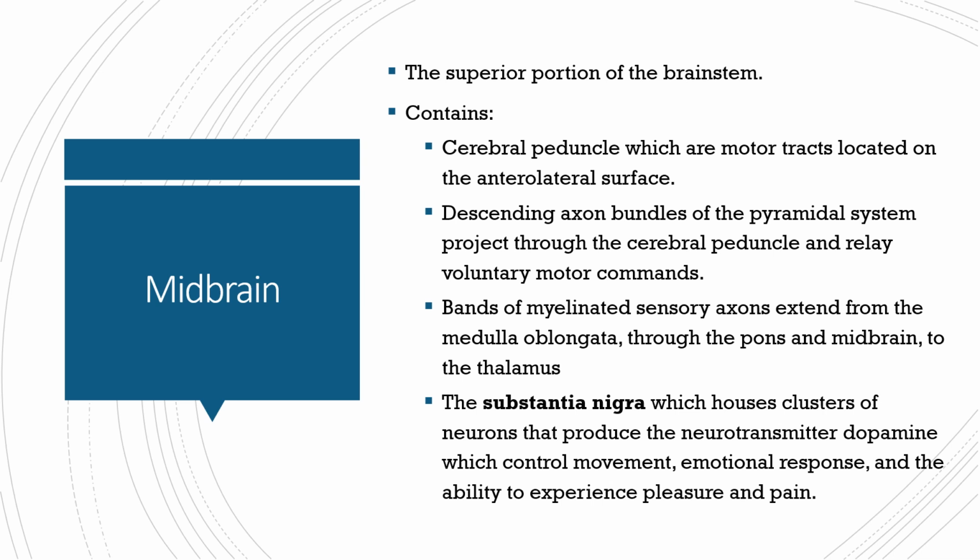The midbrain is the superior part of the brainstem and includes the cerebral peduncle, which contains motor tracts on the frontal side that send voluntary movement signals from the brain. The pyramidal system sends signals for voluntary movements through the midbrain. Sensory axons carry sensory information from the medulla oblongata through the pons and midbrain to the thalamus. And the substantia nigra contains neurons that produce dopamine, a chemical important for controlling movement, emotional responses, and feelings of pleasure and pain.